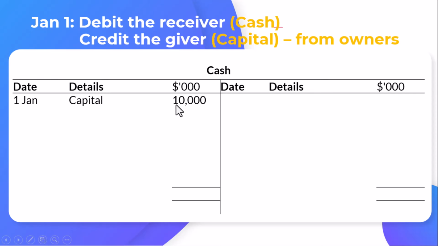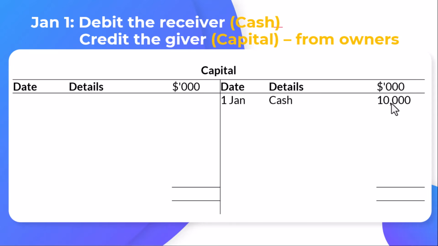Notice how the 10 million is written as 10,000 with the other thousands on top. So we are done with the cash and we debited cash. In the same vein, we need to credit capital. And so on the 1st of January, we enter cash and we enter 10,000. This completes the double entry for the introduction of capital into the business. So the double entry is debit cash and credit capital.